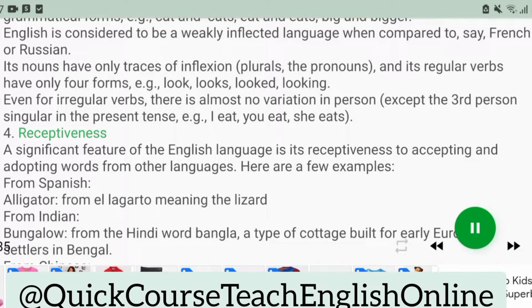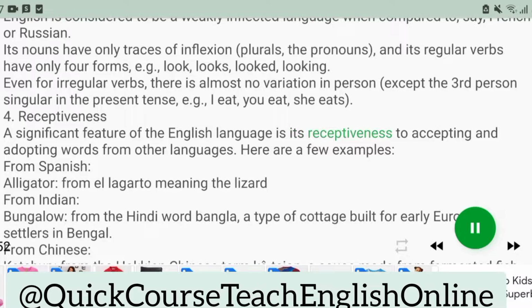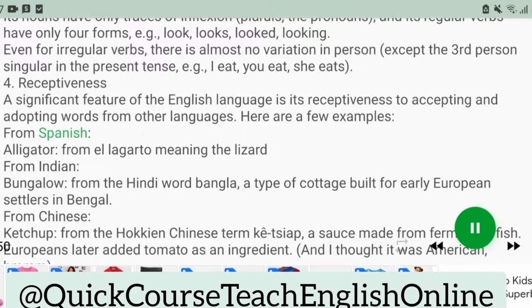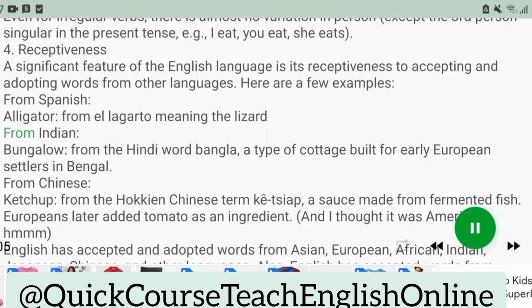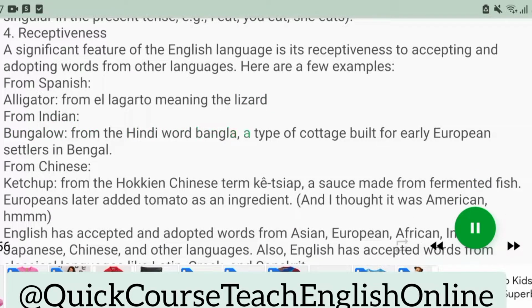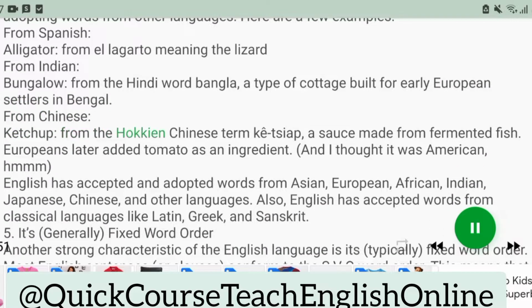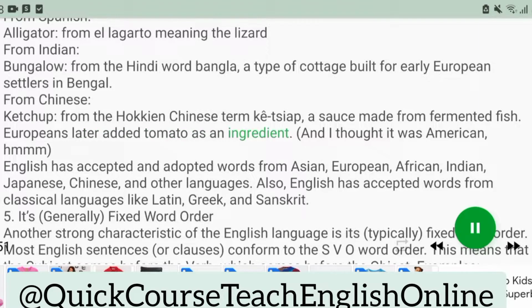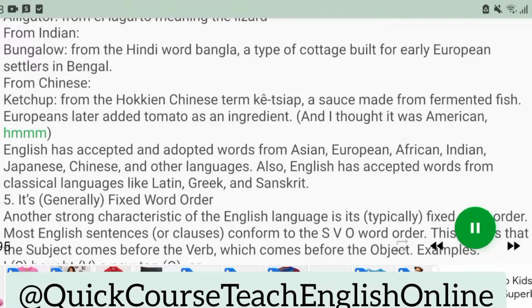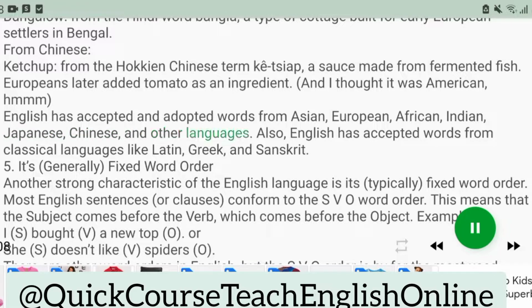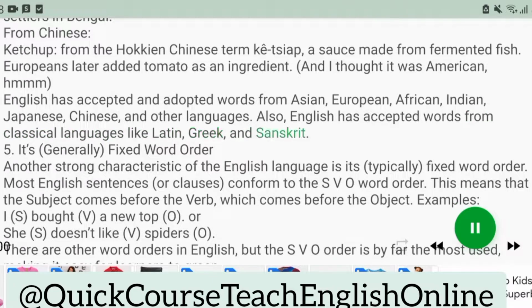4. Receptiveness. A significant feature of the English language is its receptiveness to accepting and adopting words from other languages. Here are a few examples. From Spanish: alligator, from el lagarto meaning the lizard. From Indian: bungalow, from the Hindi word bangla, a type of cottage built for early European settlers in Bengal. From Chinese: ketchup, from the Hokkien Chinese term kai siap, a sauce made from fermented fish. Europeans later added tomato as an ingredient. And I thought it was American! English has accepted and adopted words from Asian, European, African, Indian, Japanese, Chinese, and other languages. Also, English has accepted words from classical languages like Latin, Greek, and Sanskrit.